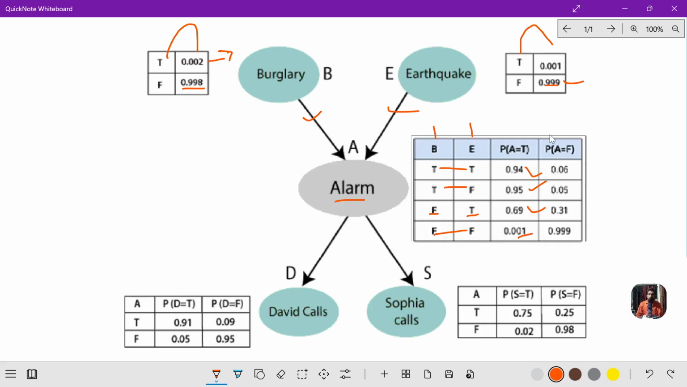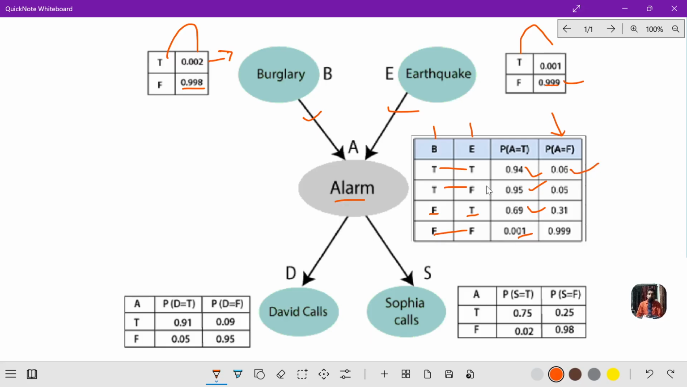But we may also check the false condition. When the alarm does not play, remember, you just subtract 1 minus 0.94, which is 0.06. This indicates that when burglary is true as well as earthquake is also true, so some theft is going on and even some earthquake has happened, then what is going to happen? The alarm is not going to play with only 0.06 probability.